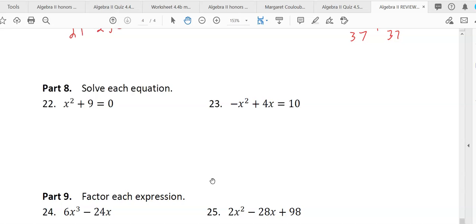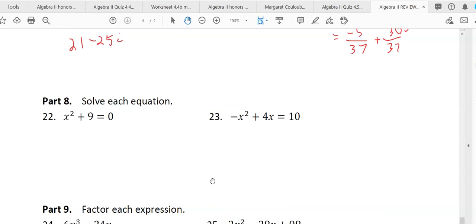And just a couple more problems, I guess. Well, a few more. Okay, solve each equation. So subtract 9, so you get x squared equals negative 9. Take square root of both sides. Don't forget plus or minus. So x equals plus or minus square root of negative 9, which is 3i.